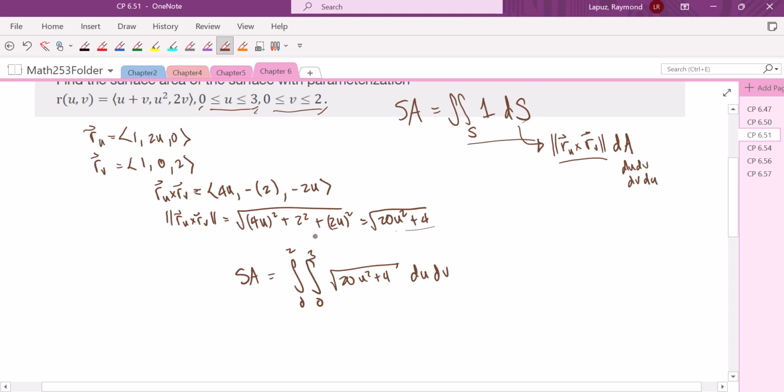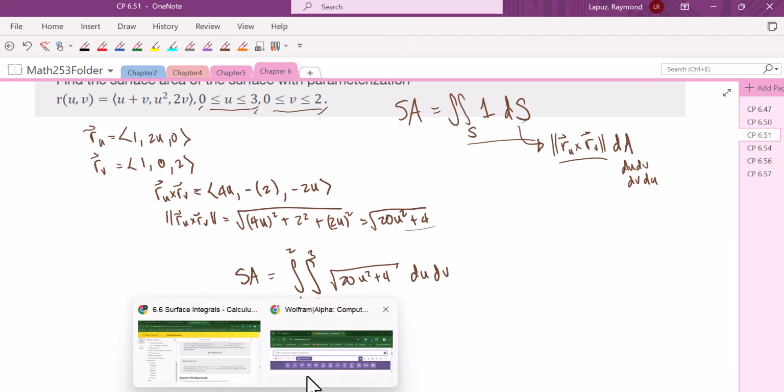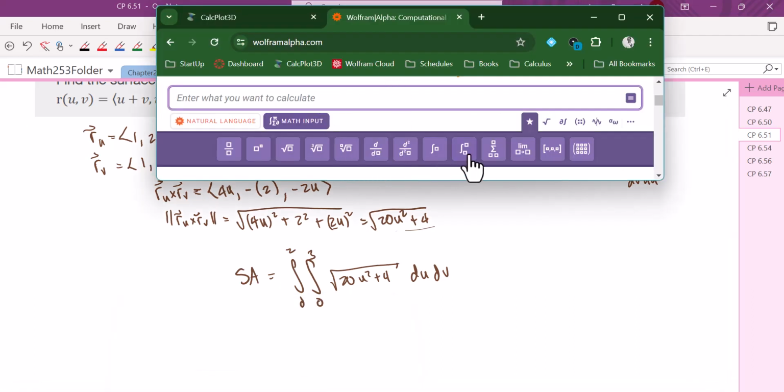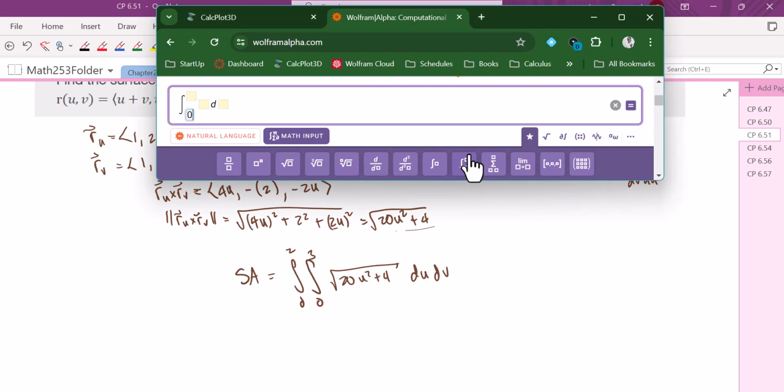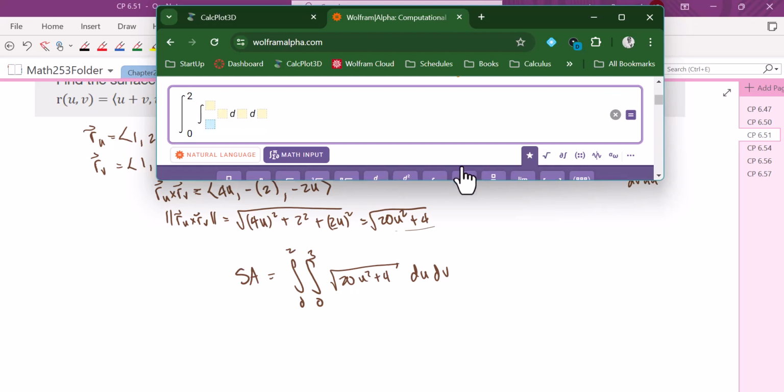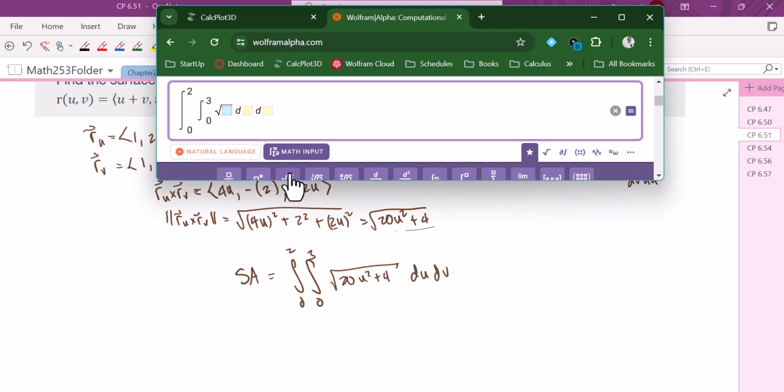Now this probably will involve something to do with a trig substitution, but let's get past all that and just integrate using an integrator online. I'm using Wolfram Alpha, and now we're going to integrate from 0 to 2 on the outside, 0 to 3 on the inside. Our integrand is going to be the square root of 20 times u squared plus 4, and then we'll integrate with respect to u and then with respect to v.